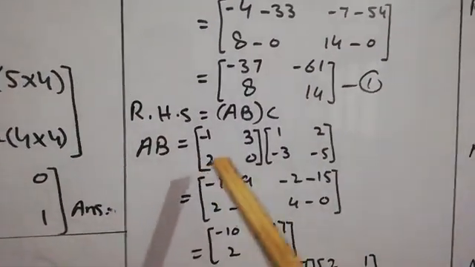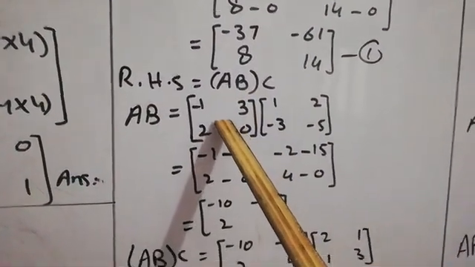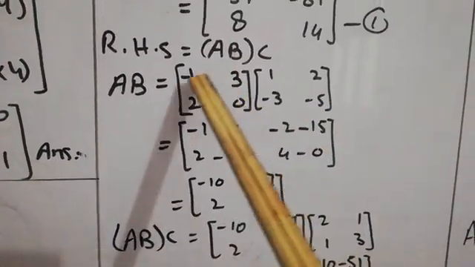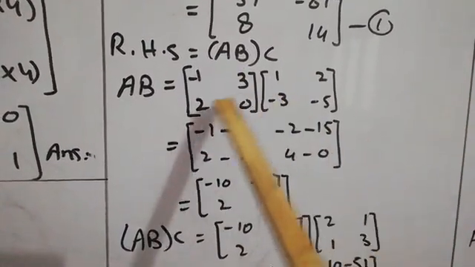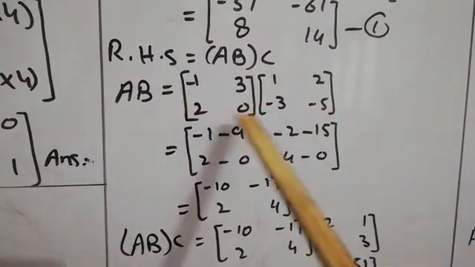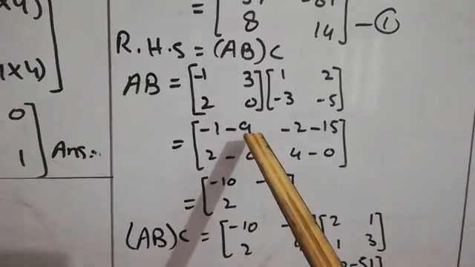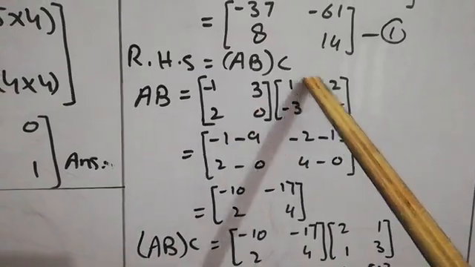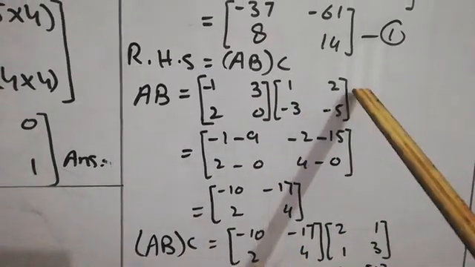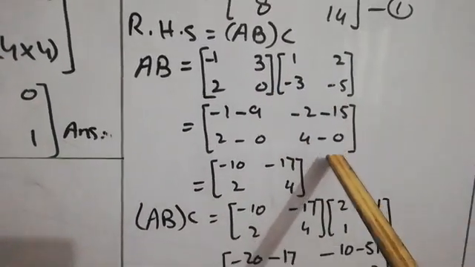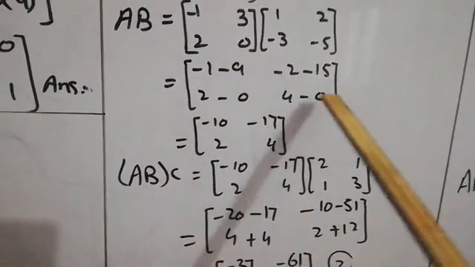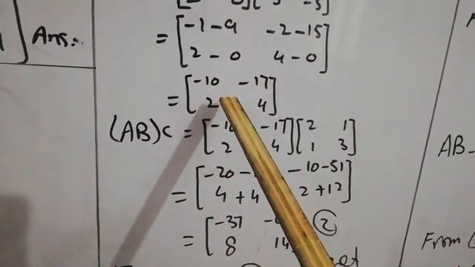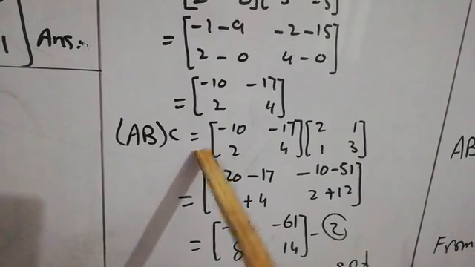So first we will solve the bracket. AB means we will multiply matrix A with matrix B. 1 1s are 1, 3 3s are 3. You know the rule of plus minus minus, so you will put the sign according to that rule. 1 2s are 2, 3 5s are 15, 2 1s are 2, 0 3s are 0, 2 2s are 4, 0 5s are 0. So we will add and then we will multiply this answer with matrix C.